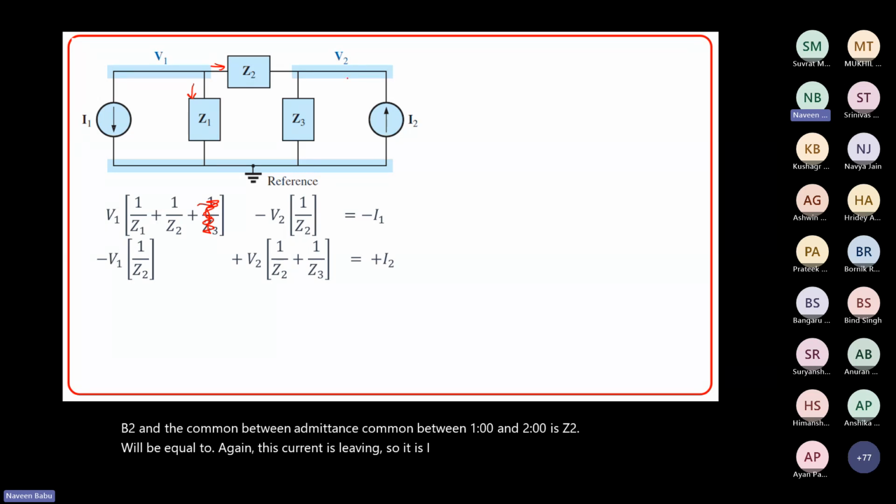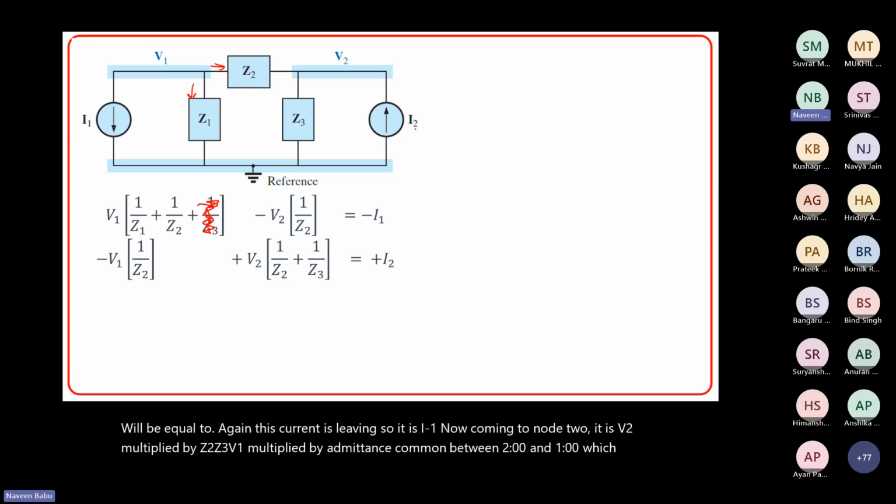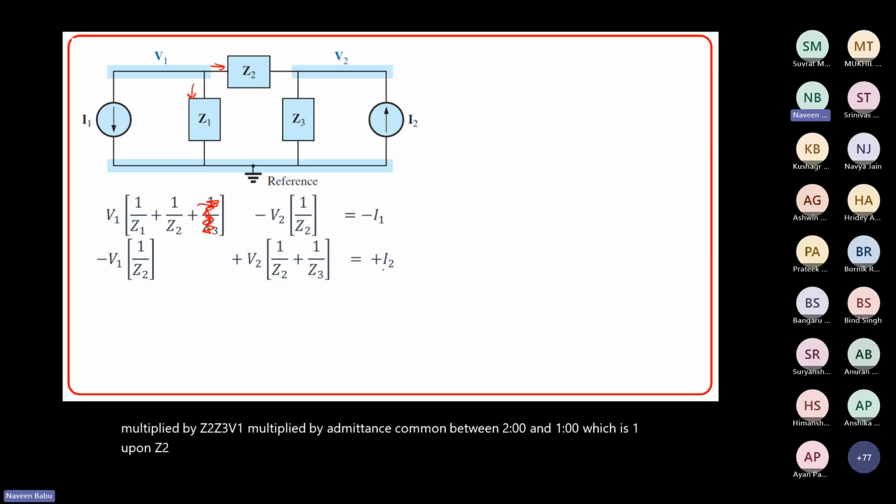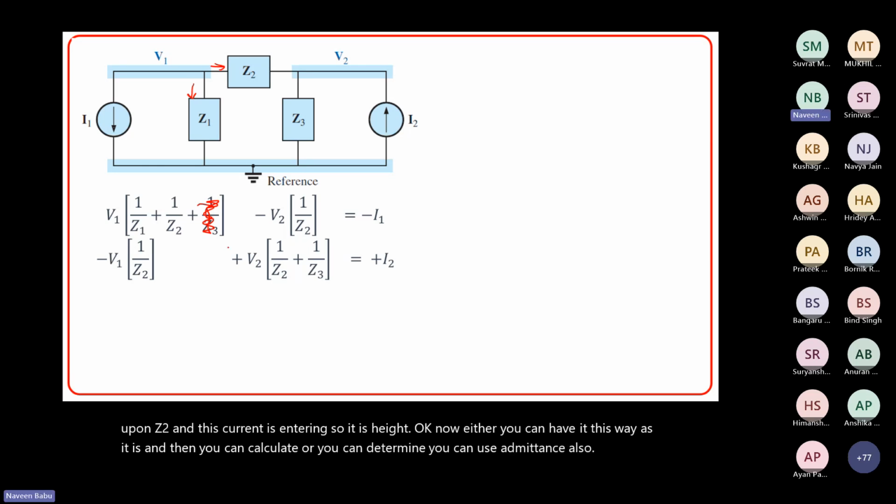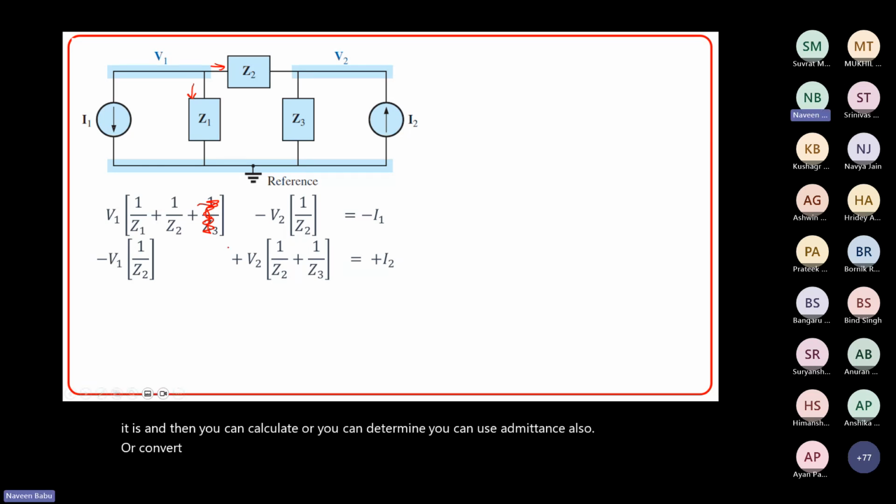Now coming to node 2, it is V2 multiplied by 1 upon Z2 plus 1 upon Z3, minus V1 multiplied by the admittance common between 2 and 1, which is 1 upon Z2. And this current is entering, so it is plus I2. Okay. Now, you can either keep it this way as it is and then calculate, or you can convert everything into admittance and then calculate.